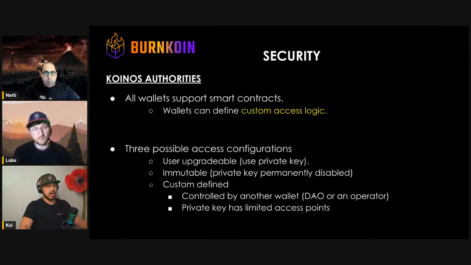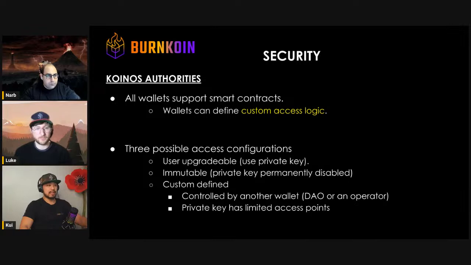And then there's custom defined, where you have any variation that you can ever dream of. You can have it controlled by another wallet, such as a DAO, or it can be changed so that only key entry points are allowed to access key components of that smart contract, which we call an operator wallet. So an operator wallet can use specific functions that the smart contract defines, which right here, a private key has limited access points.